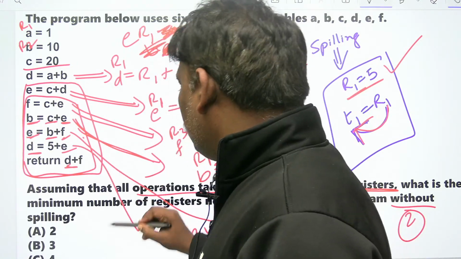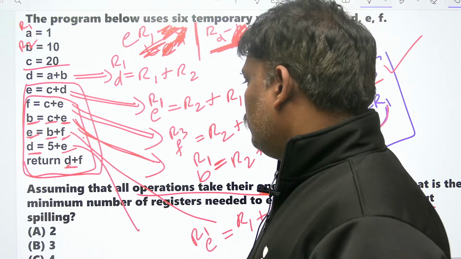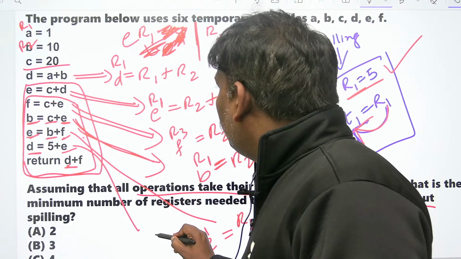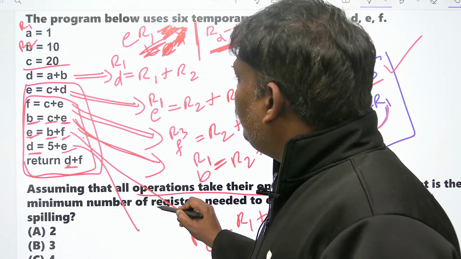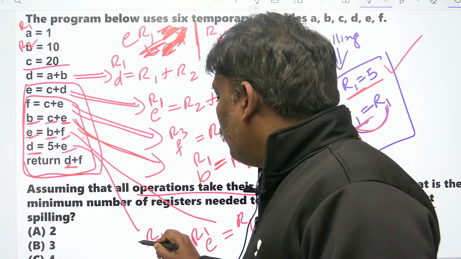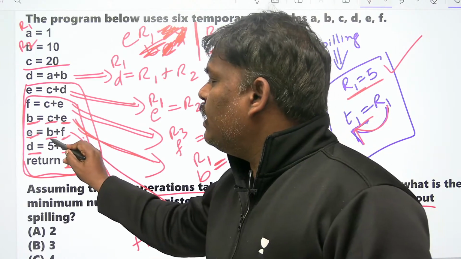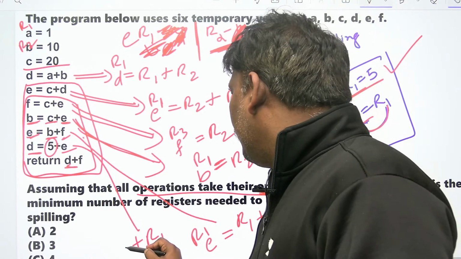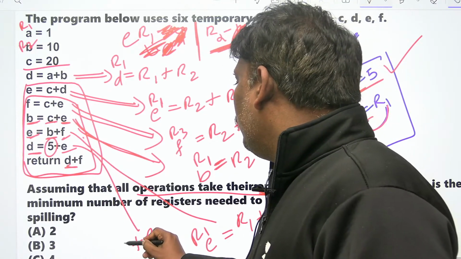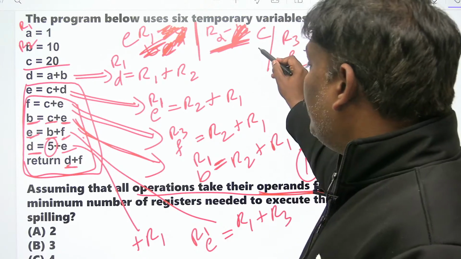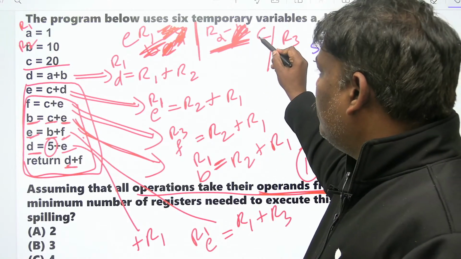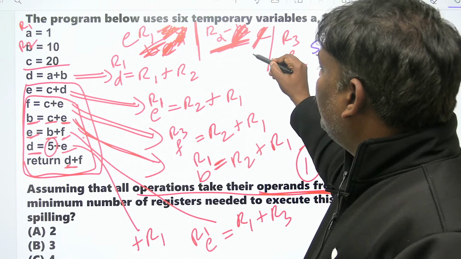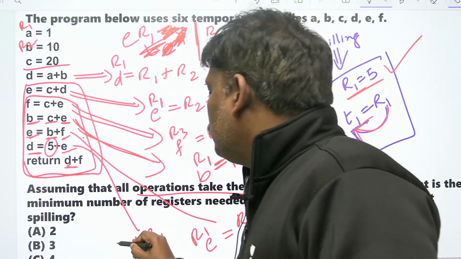What about this? 5 plus E. What is the meaning of E? R1. But one thing, every operand should go inside a register, 5 also should go inside a register. Can I take 5 in R2? R2 contains C, and C is not required further. Happily you can take 5 here. It's R2.